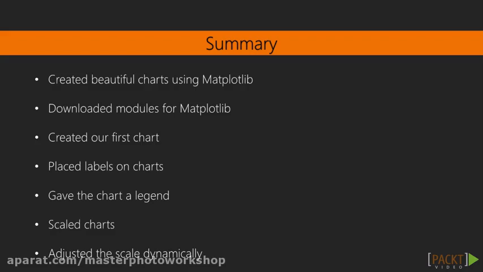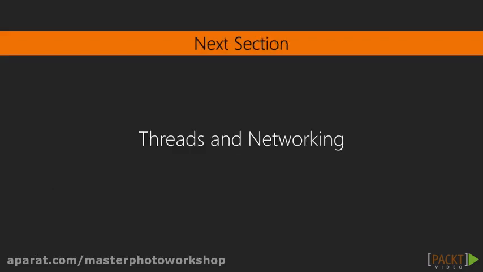We're at the end of section 5. Here, we learned how to create charts using matplotlib and then downloading various modules for matplotlib. After that, we created our first chart. We placed labels and then a legend on charts. Finally, we learned how to scale charts and then adjusted it dynamically. In the next section, we'll explore threads and networking.